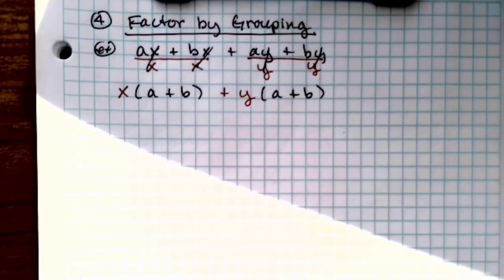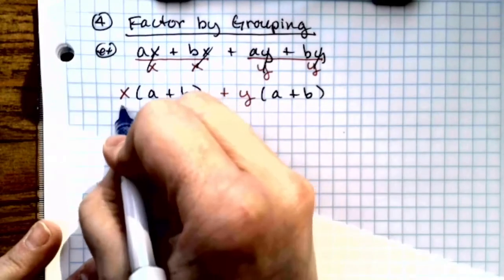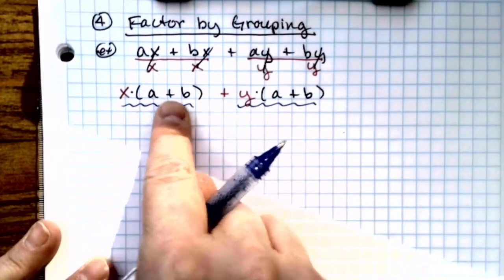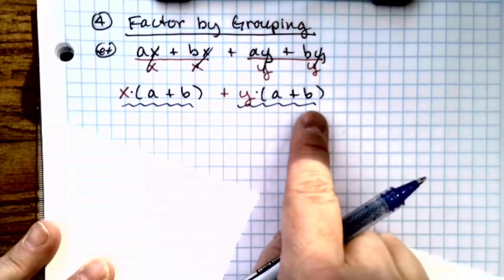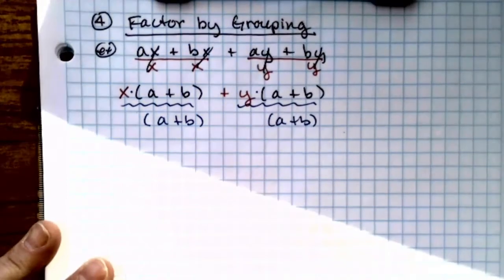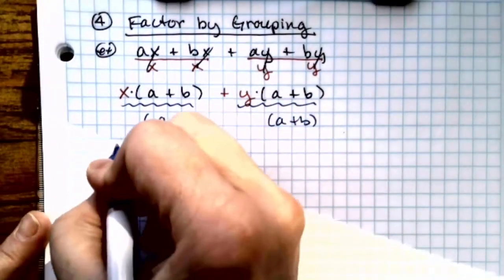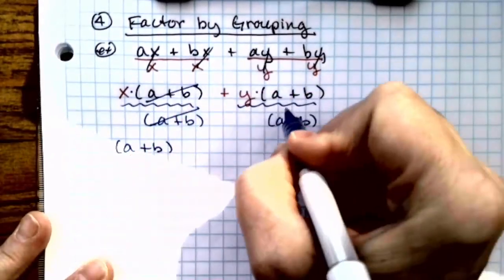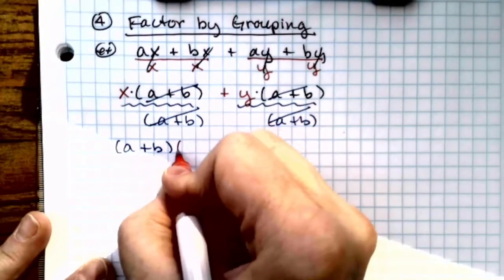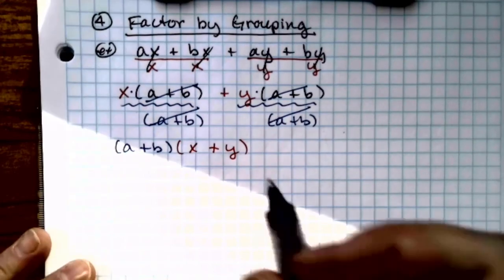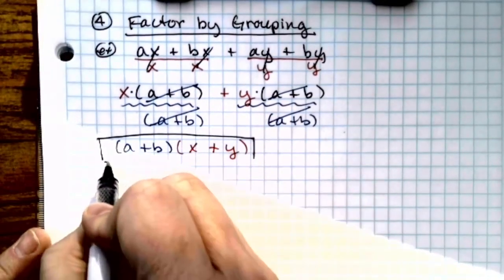Okay, here's the fun part. Both of these quantities, here and here, have two factors. A monomial in the front and a binomial that comes second. The binomial is a factor that they have in common. So we can divide that out just like we did the x's and the y's. And the a plus b will go to the front. And you're left with x plus y. And that is factor by grouping.